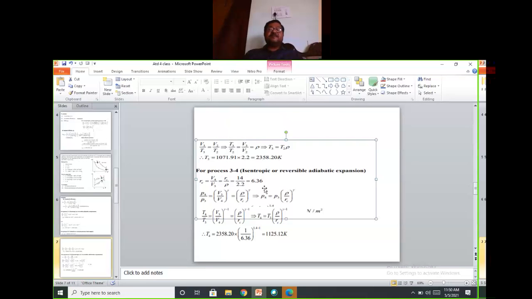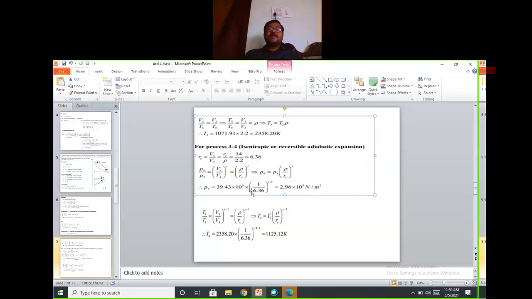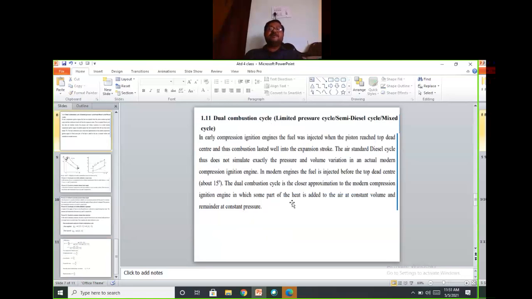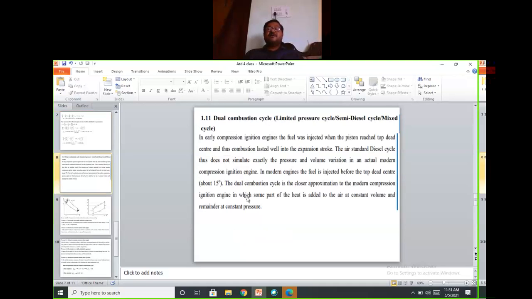In a similar manner, you can calculate P4. P4 and T4 are found by using the reversible adiabatic equation. Like this, T1, T2, T3, T4, all the things you have calculated. Now, very important, one more cycle, that is the dual cycle.